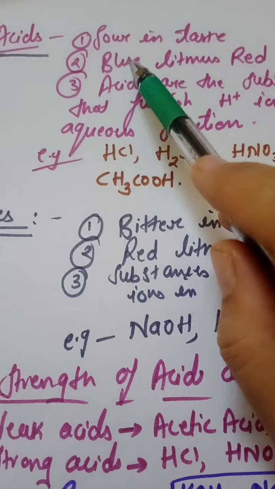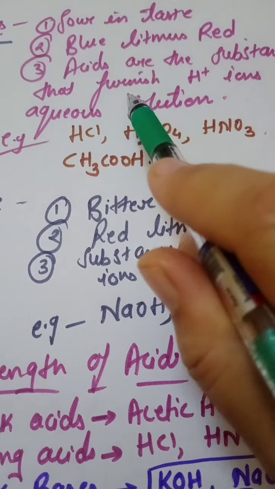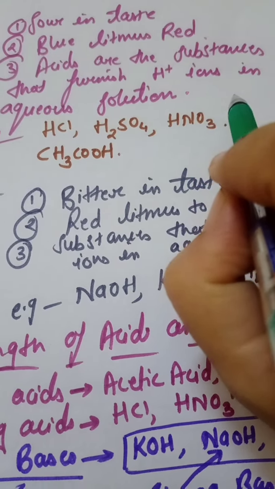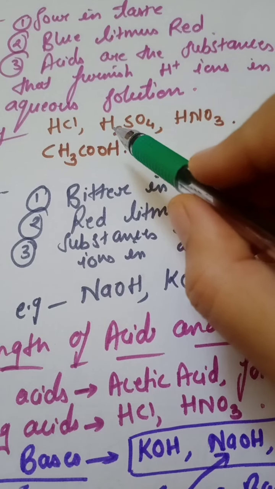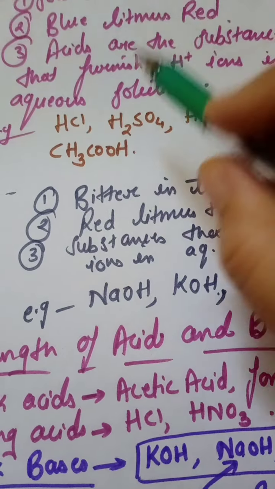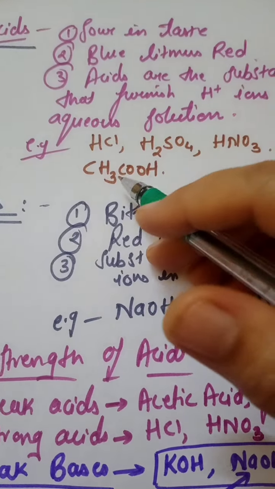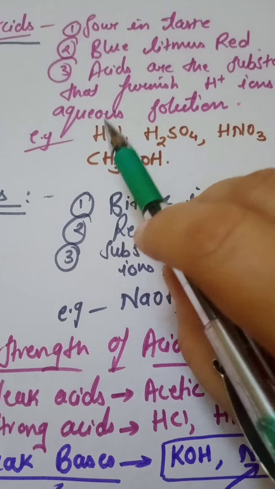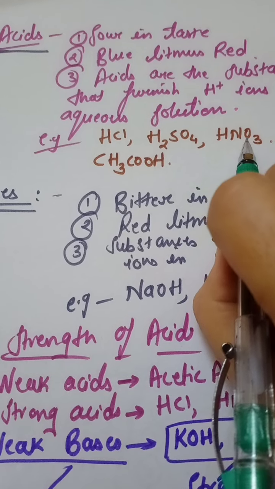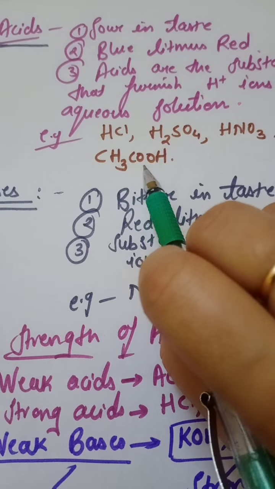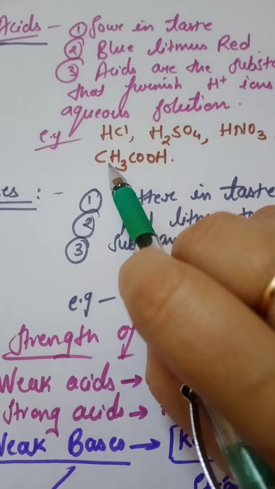Acids are sour in taste, and they turn blue litmus red. Acids are the substances that furnish H positive ions in aqueous solutions. So these are the 3 points which you have to remember. Examples of acids: HCl, hydrochloric acid, sulfuric acid, HNO3, that is nitric acid, and CH3COOH, that is acetic acid.